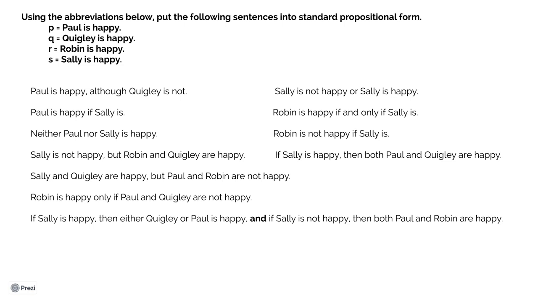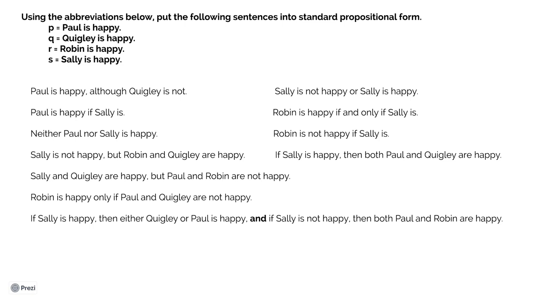Robin is happy if and only if Sally is. In this case, it will not matter which side you put your sentence letter on. You have a biconditional. So R biconditional S, or S double-sided arrow R.